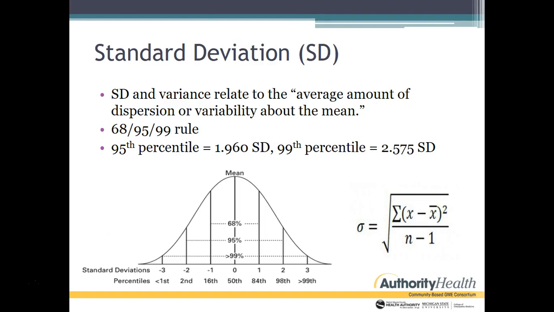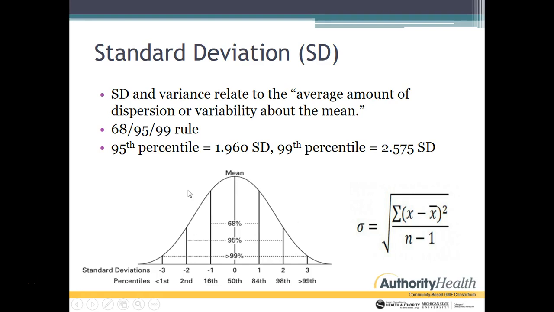So briefly, let's go back over standard deviation. Standard deviation and variance relate to the average amount of dispersion or variability about the mean. And here we see the normal distribution curve with the mean at the 50th percentile. You remember the 68, 95, 99 rule, which states that 68% of the data will lie within one standard deviation of the mean, 95% within 2 standard deviations of the mean, and 99% within 3 standard deviations, of course, if the data is normally distributed.